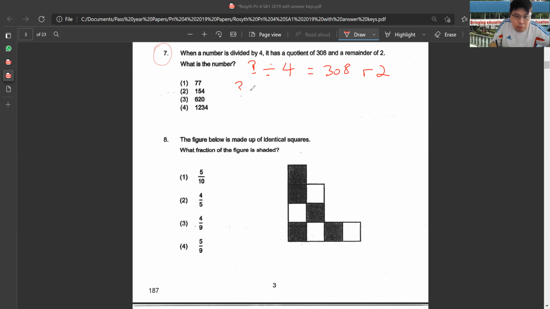308 times 4. Very good. After times 4, what must you do? Equals some number. Then after you get that number, what must you do? You need to add a 2, because there's a remainder of 2. Oh, understand now? You know what to do now? Yes. Okay, let's do 308 times 4 together.